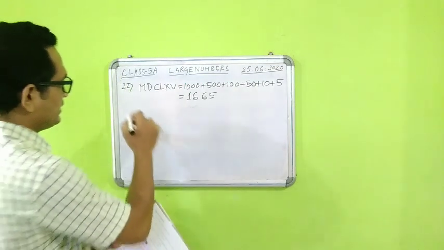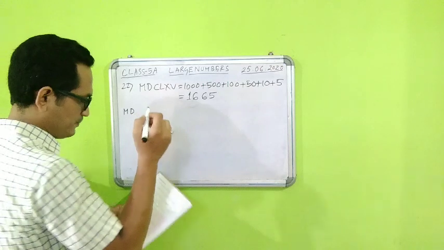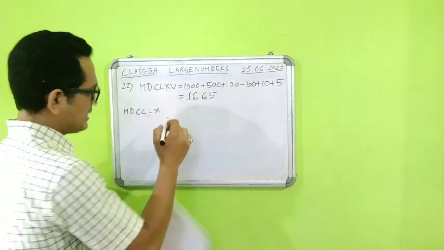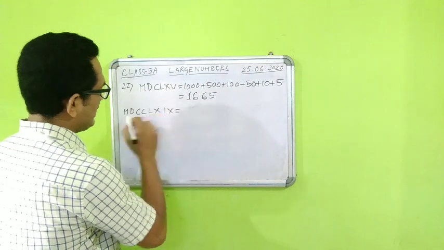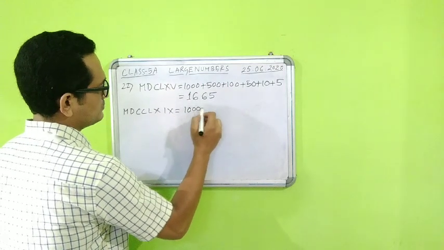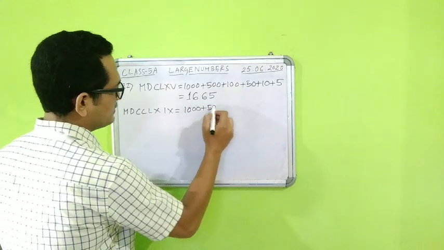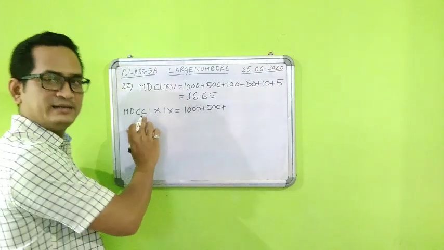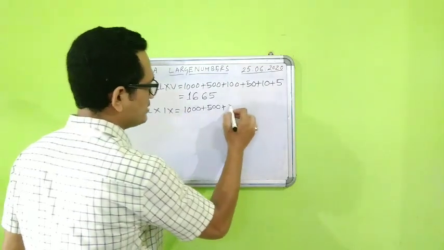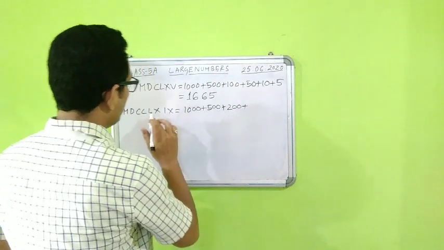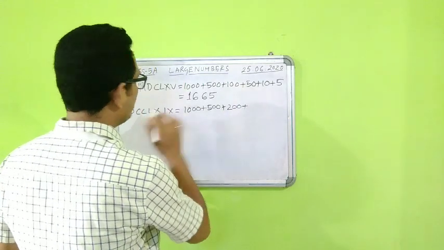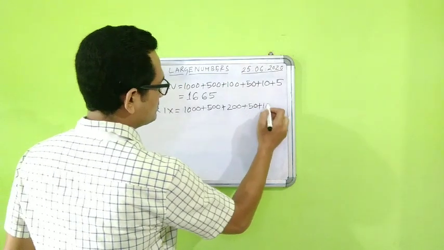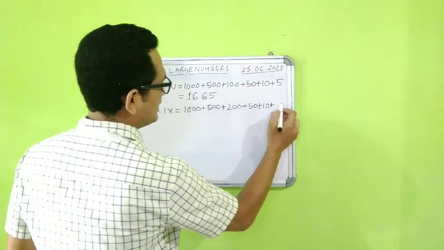Let us write down the second one, that is MDCCLXIX. Now here M stands for 1000, D stands for 500, CC means 2 C's are there, that means 100 plus 100, that will be 200. Then L means 50, X means 10, and IX means 9.